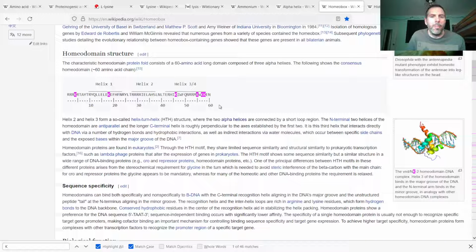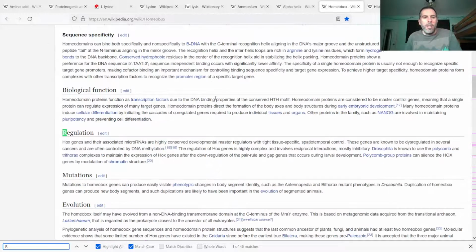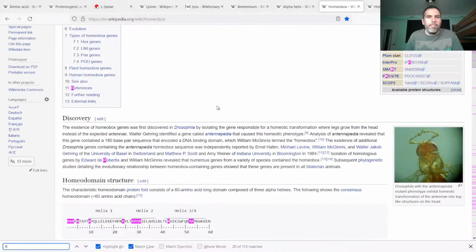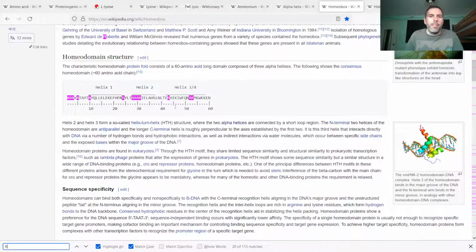Lysine shows up a reasonable amount in the homeodomain protein fold. So this is a protein fold that binds to DNA, so it has an excess of positively charged amino acids. So you can see the lysine highlighted, and now you can see the arginine highlighted.